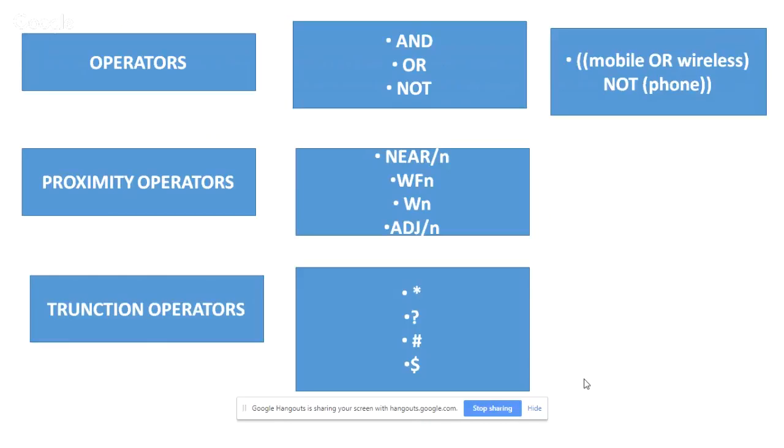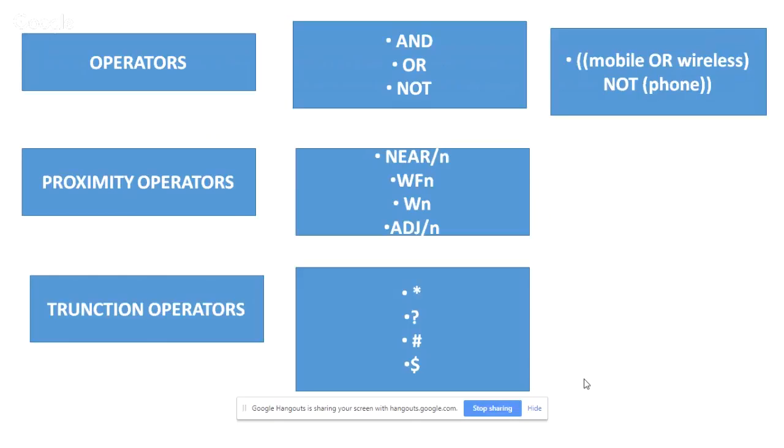So I have combined all of these operators and prepared a search query which says that I need mobile or wireless and not phone. So this example also shows that we can use a combination of these operators to reach a search result. Next is the set of proximity operators. We can have multiple set of proximity operators performing some jobs for us. These proximity operators could be near, WF, W, N, adjoining.